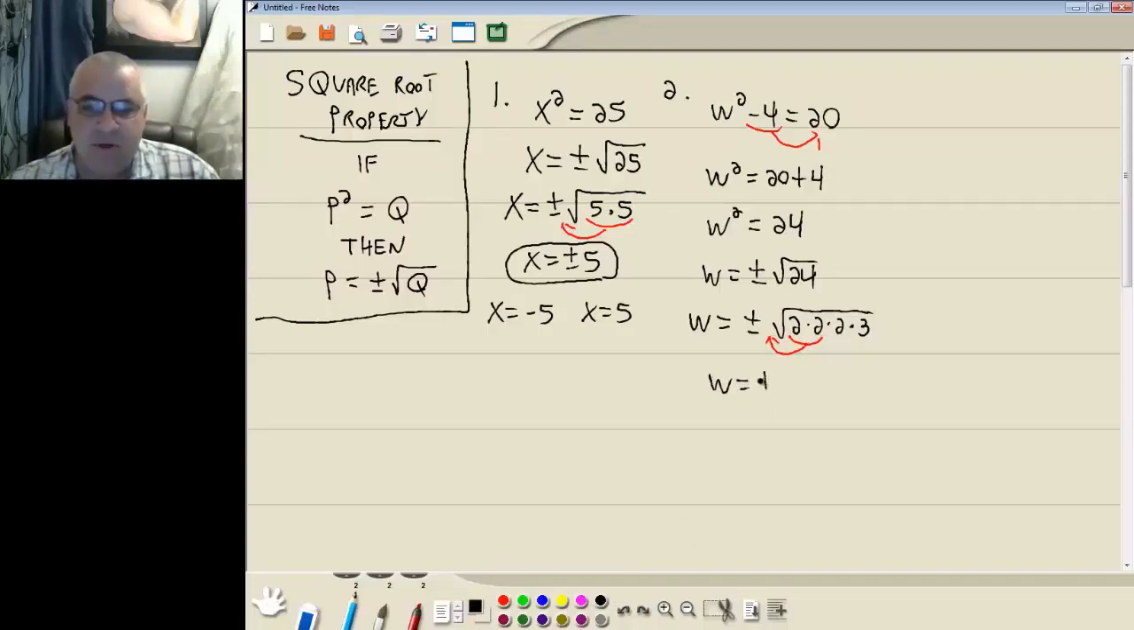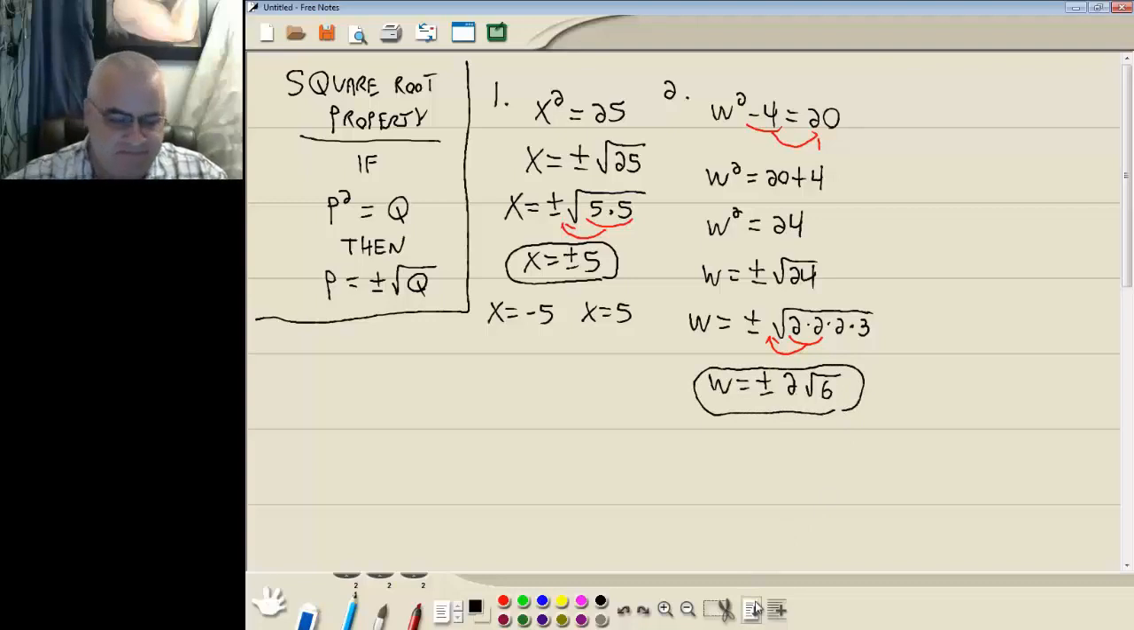So we've got w is equal to plus or minus 2. And we've got a 2 and 3 left inside, and again, we have to have pairs of them to bring them out, so all we'll do is multiply those together. 2 times 3 is 6. So our answer is w is equal to plus or minus 2 square root of 6.